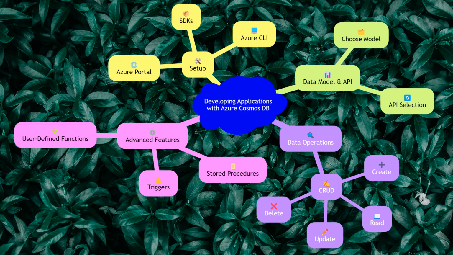Developing applications with Azure Cosmos DB involves several steps, including setting up the database, choosing the appropriate data model and API, and implementing data operations such as CRUD: create, read, update, delete. Developers can use the Azure Portal, Azure CLI, or SDKs to manage their Cosmos DB instances. Additionally, Azure Cosmos DB provides features such as stored procedures, triggers, and user-defined functions, allowing developers to implement complex business logic within the database.